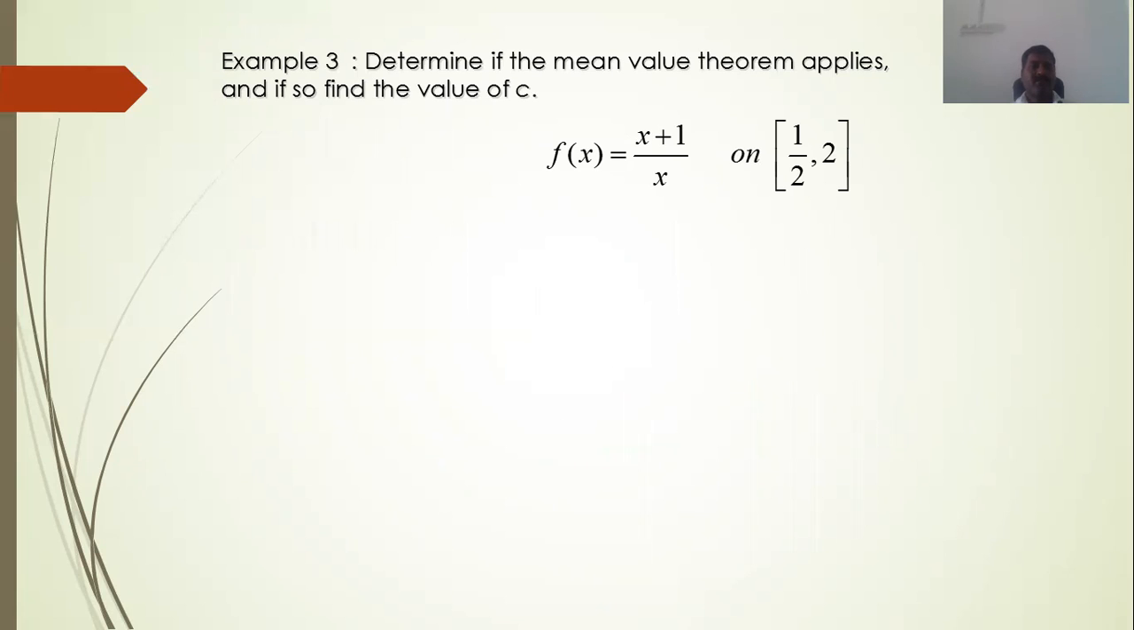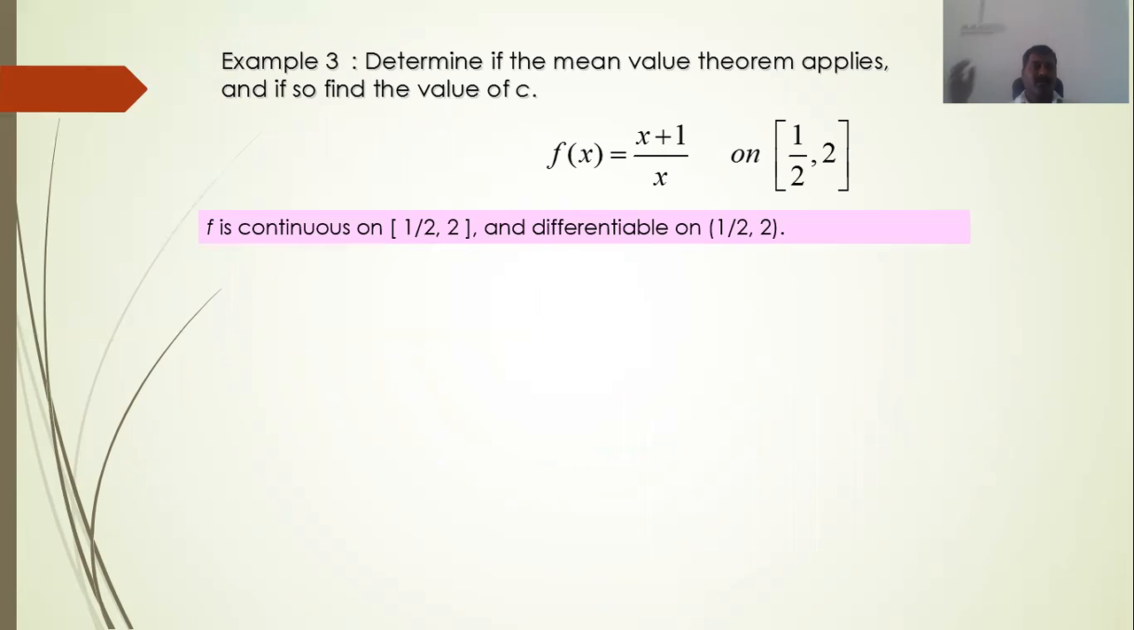Take another example. Determine if the mean value theorem applies, and if so, find the value of c, where f(x) equals x plus 1 by x on [1/2, 2]. We see that f is continuous in [1/2, 2], and also that f is differentiable in that interval. By the mean value theorem, [f(b) minus f(a)] by [b minus a] equals [f(2) minus f(1/2)] by [2 minus 1/2], and that in turn equals minus 1.